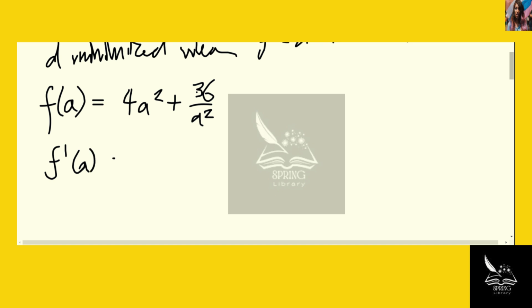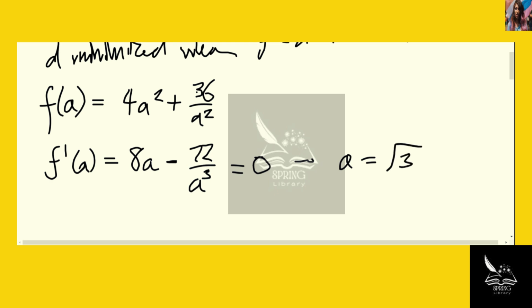f prime of a is 8a minus 72 over a cubed. And we set this equal to 0. Solving for a, we get that a is equal to, eventually, the square root of 3.